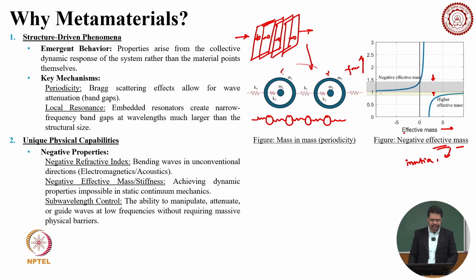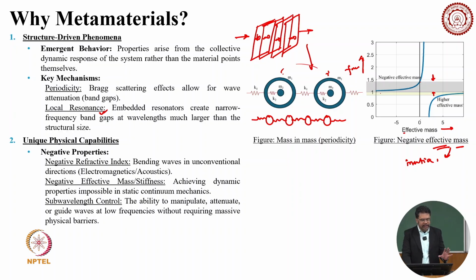So this type of thing we can see. That is primarily the local resonance behavior. This actually happens due to the resonance of the internal structure. So at those frequencies, the resonance occurs, and it gives this type of phenomenon. We will do the full calculation, don't worry. Now the unique properties, so that is the negative properties: negative refractive index, negative effective mass or stiffness, and wavelength control and sub-wavelength control. These things we are able to see.